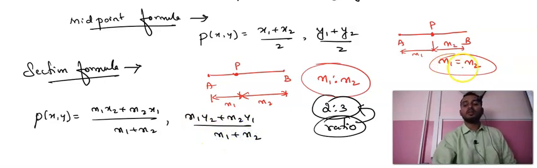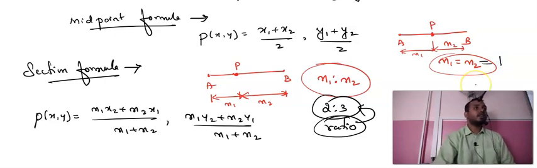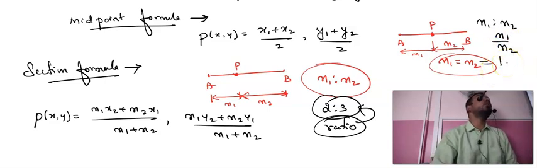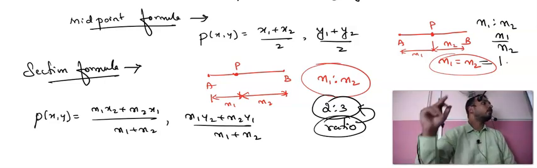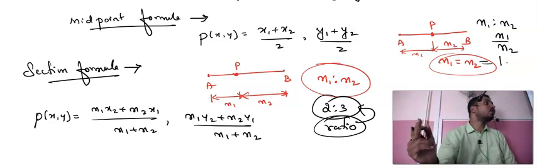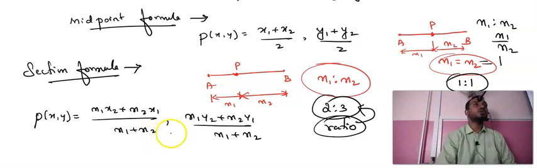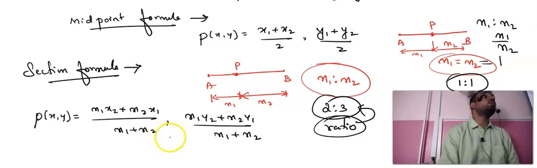In the midpoint case, M1 and M2 values will be equal, both are the same. Because M1 is to M2 are both equal, it becomes M1 by M2, ratio into proportion. If M1 is 2, M2 is also 2, so it becomes M1 value 1, M2 also 1. So it becomes the ratio 1 is to 1. Both are the same, no? So it is 1 is to 1 in the midpoint formula.